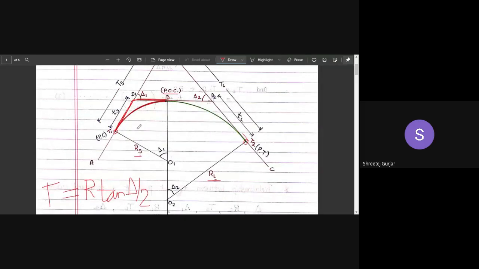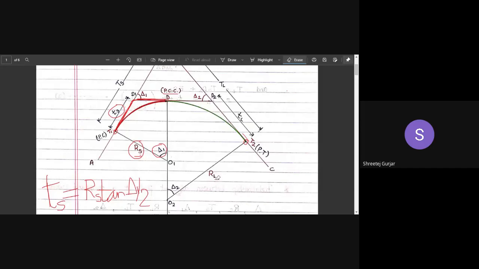So applying the same formula to calculate Ts, we will write this as small ts is equal to R tan delta by 2. But here, what is R? R is Rs, the radius of the shorter curve, and delta is delta 1. So Ts is equal to Rs tan delta 1 by 2, correct?